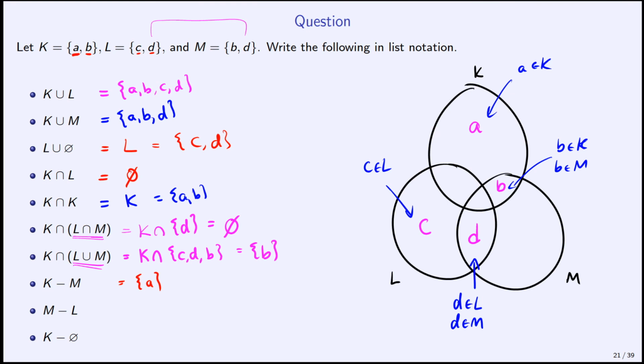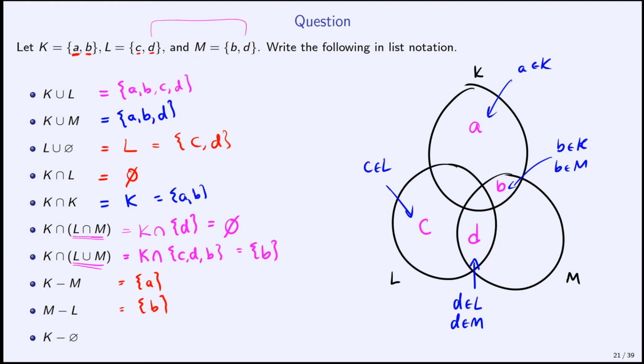Let's take M minus L. So we're going to start by writing M out, which is B and D. We're going to subtract everything in L, so L has C and D. Well, D is shared between those two, so we're going to remove D, and we're just going to be left with the set B. Visually, M minus L, this would be this area right here. So everything in M that is not in L.